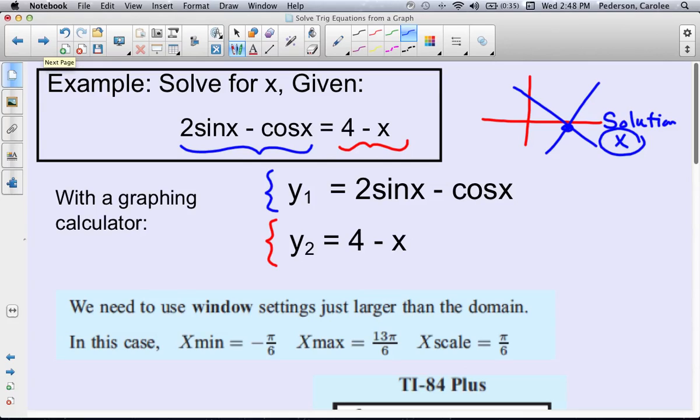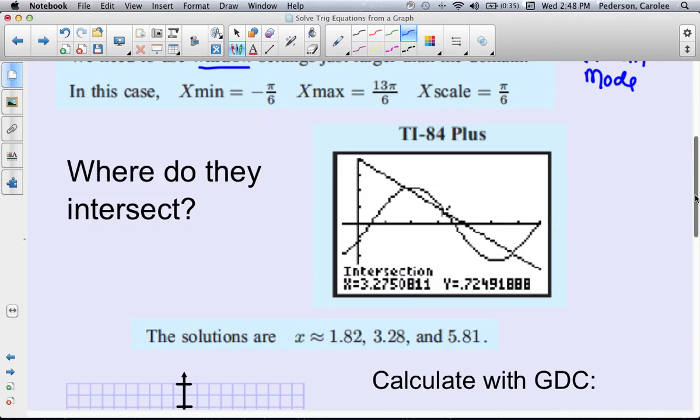So there are some more parameters to setting up our graphing calculator. You want to go into your window settings. Make sure your calculator is also in radian mode. And you want your window to have an x minimum of -pi/6, an x maximum of 13 pi/6, and a scale of pi/6. Then you can go ahead and graph this.